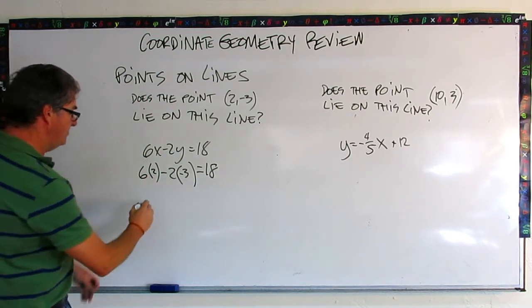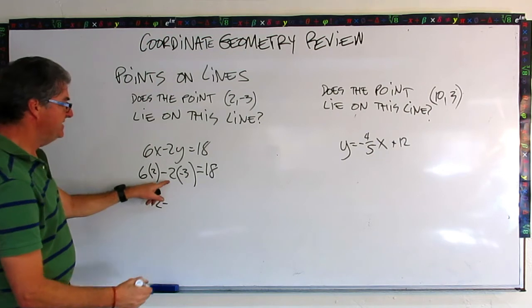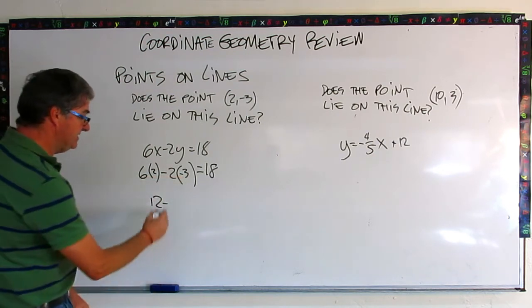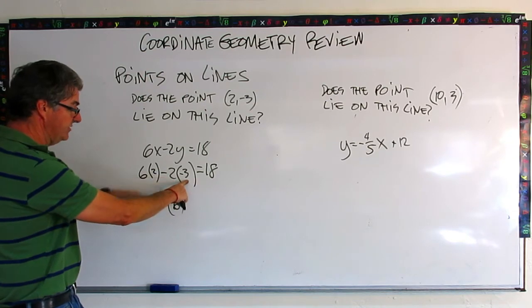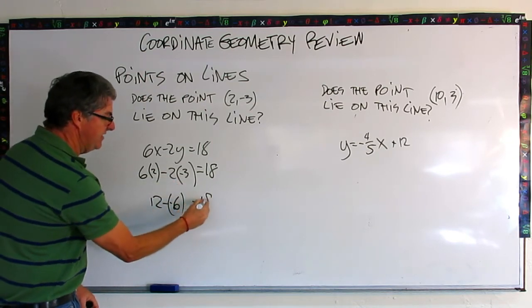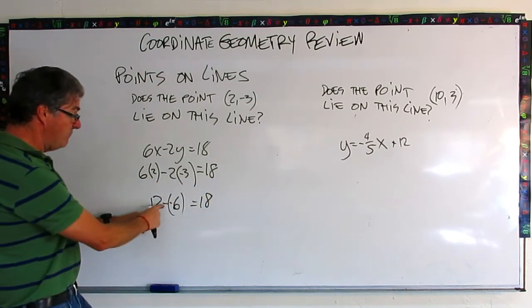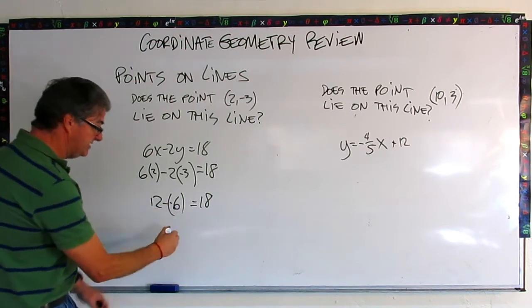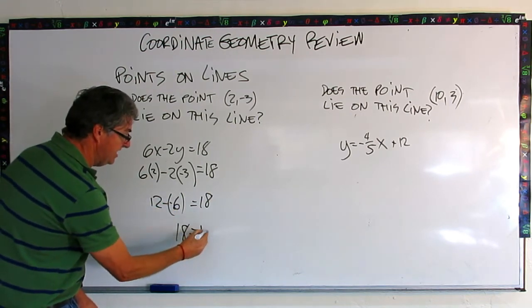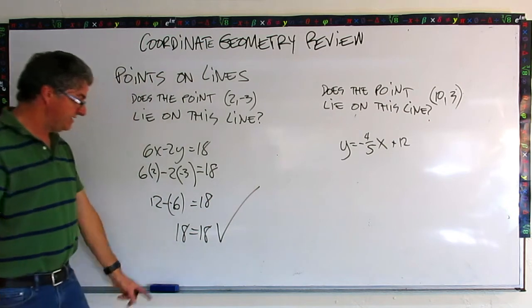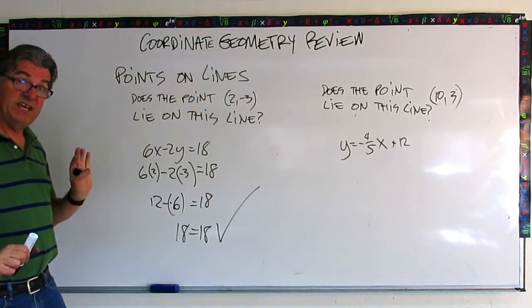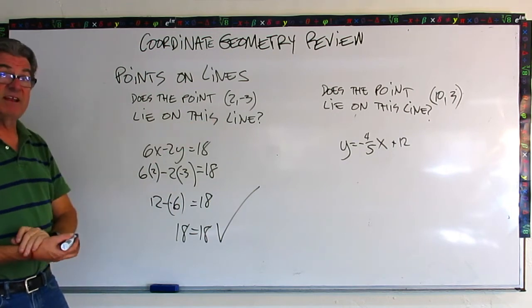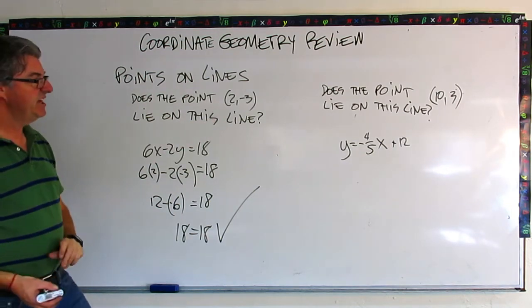So 6 times 2 is 12 minus -6, right? Because 2 times -3 is -6, but we're also subtracting, equals 18. I think you can see where this is going. 12 minus -6 is 12 plus 6, so that's 18 equals 18. And yes, this point indeed lies on this line. Now, if you want to test yourself, you can try that one right now. Okay, let's see how you did.